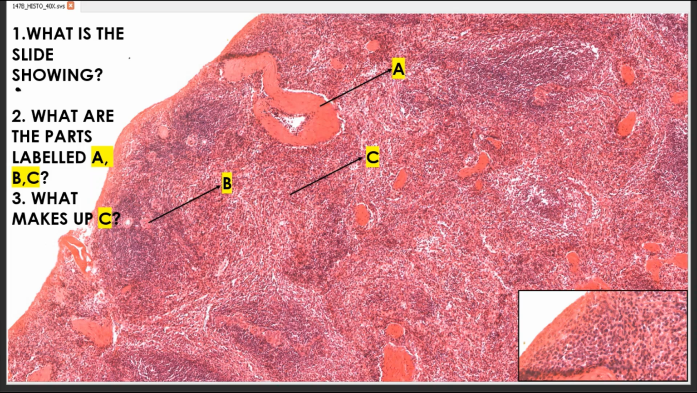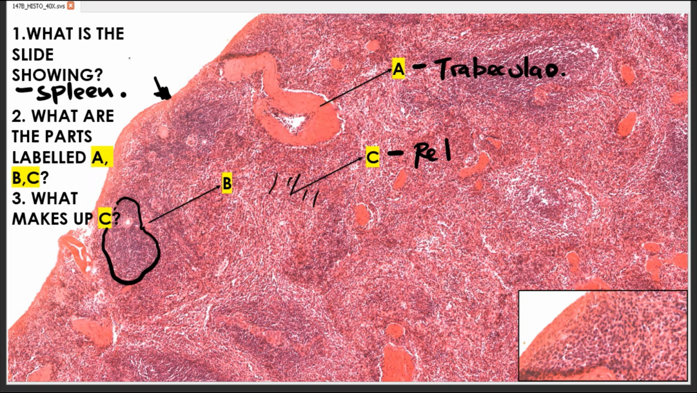What is this slide showing? So this is the spleen. Why? Because you can see here the white pulp and the red pulp is here. So the parts that are labeled A. A is the trabeculae. You can see the trabeculae has got the same color as the capsule here. So this is a capsule. It sends septations inside of the organ, and that are referred to as the trabeculae.